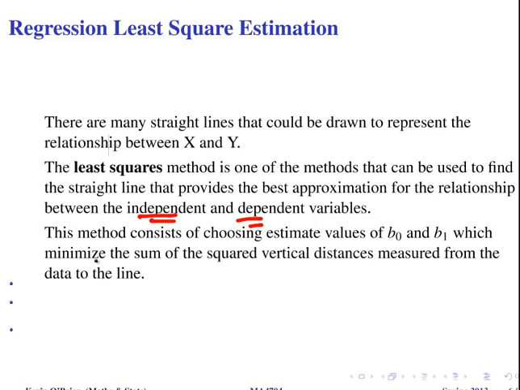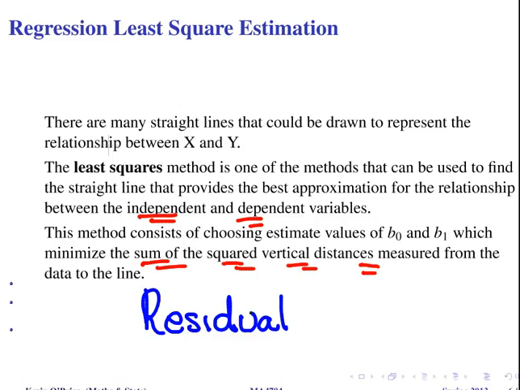This method consists of choosing estimate values of beta 0 and beta 1 which minimize the sum of the squared vertical distances from each data point to the line. Now, that's quite important later on, so I'm just going to bookmark that with this term here, residual. This is important, but we're going to come back to it later when I talk about residuals. It's a big important step here, but it's best talked about later on.